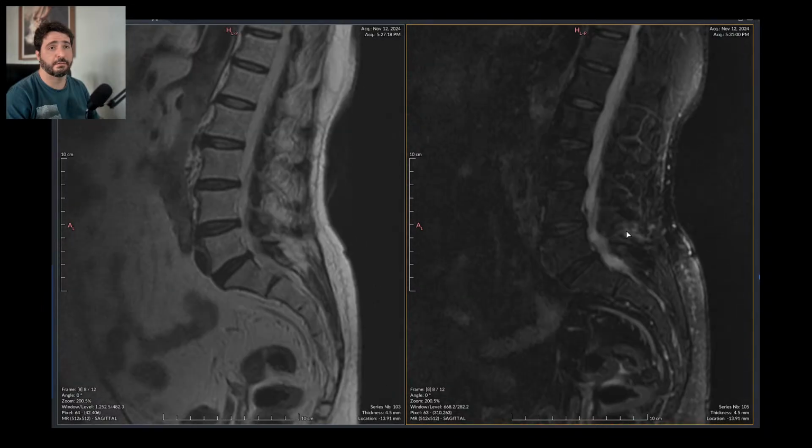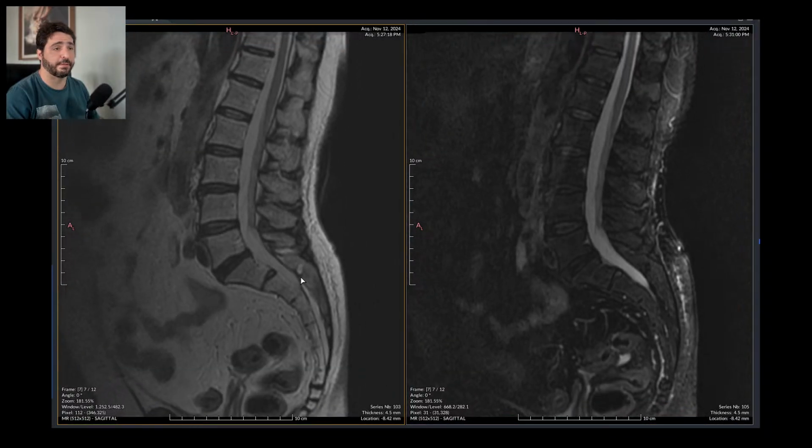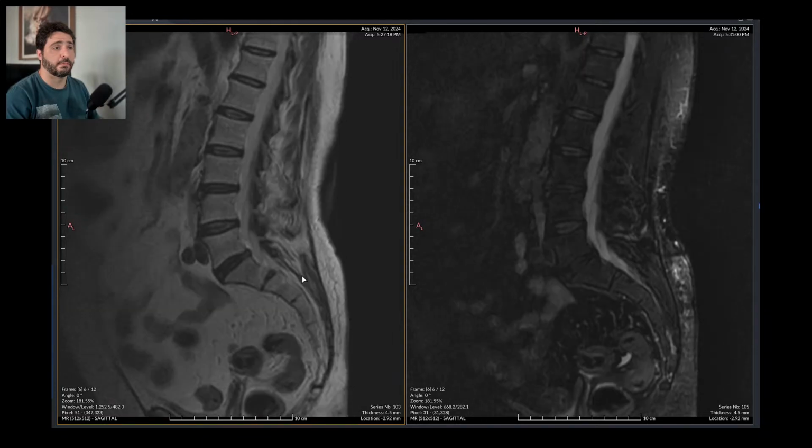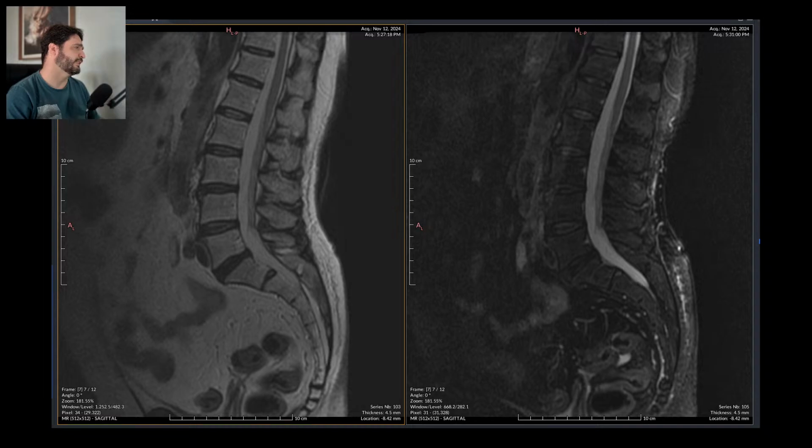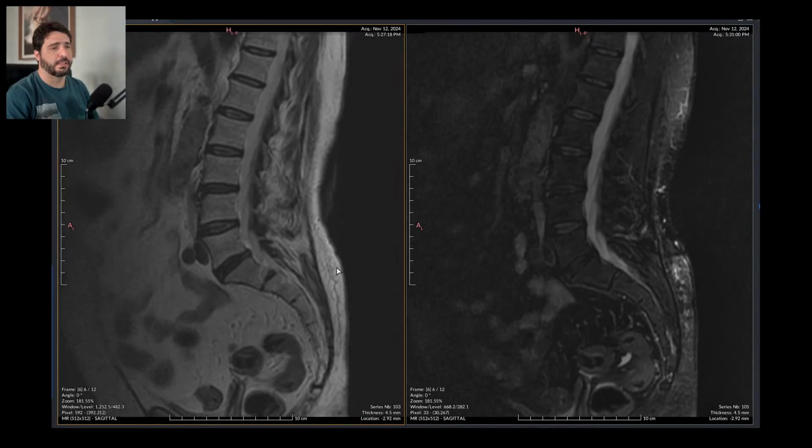spine MRI from that place that has a very old and poorly maintained scanner. It says here this patient is 69 years of age, and there is no clinical history. It just says she has lower back pain, and it's mostly on the left. So, as you guys can see, this is chronic.